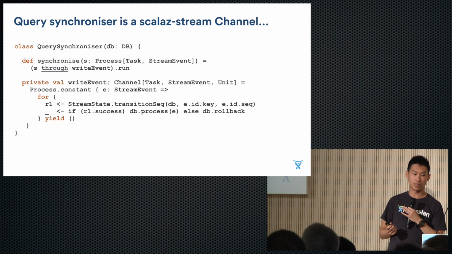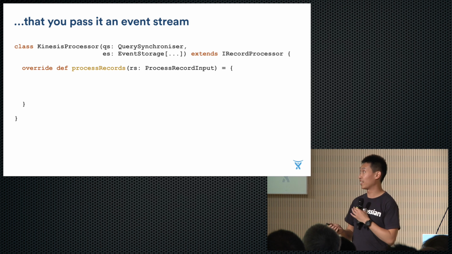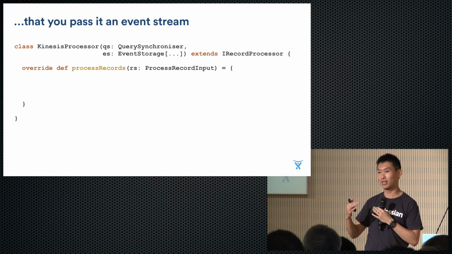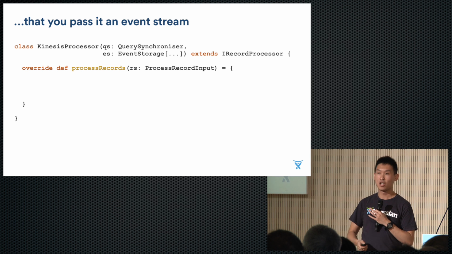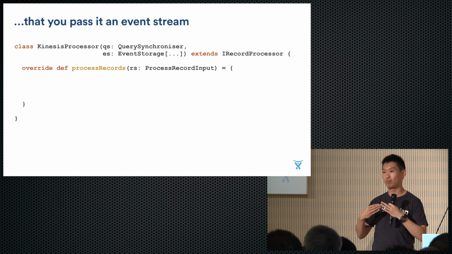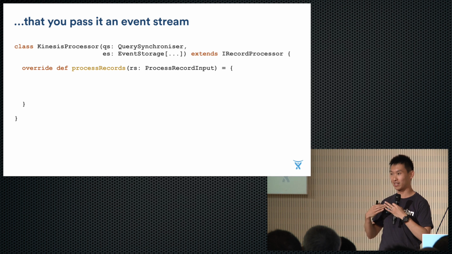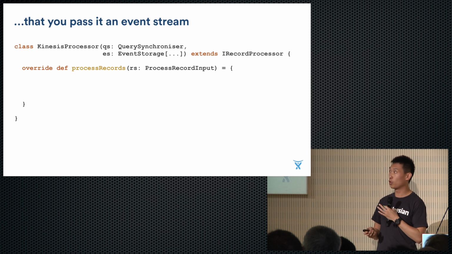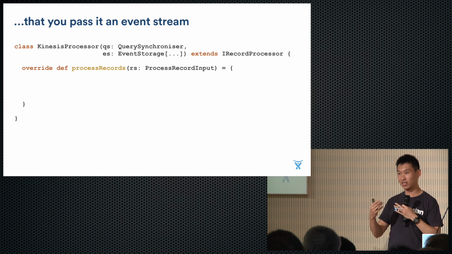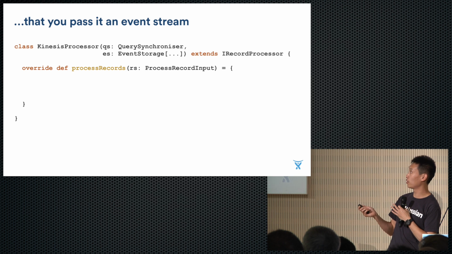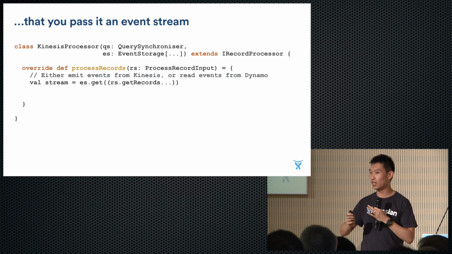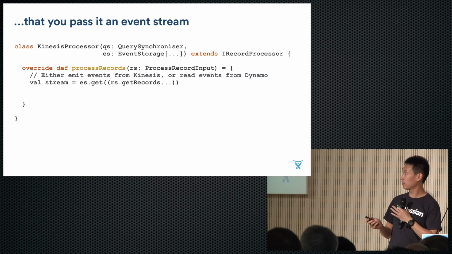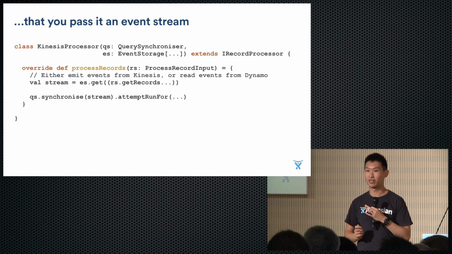And to use it, we hook it up to a Kinesis processor, which is a wrapper around an AWS Kinesis client library interface, which forces you to have a function that takes a list of events and returns unit, so an effectful operation on your events. And so all we need to do is somehow generate those events. So we can either push those events straight from the input, or we can read them from Dynamo. There are some subtleties as to why we might want to do that. But once we have those events, then it is just call query synchronizer and just run the thing, right?